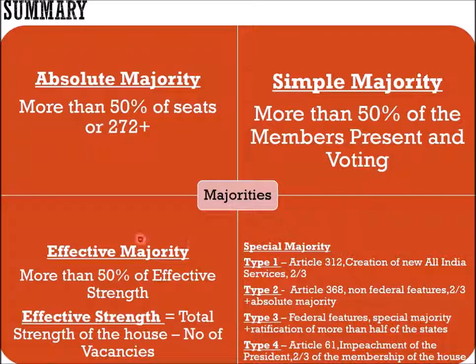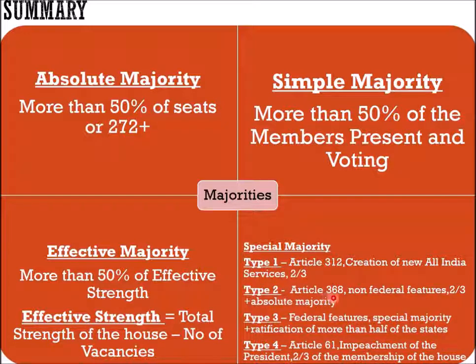Coming to the third one, that is effective majority. It means more than 50% of the effective strength, and effective strength means total strength of the house minus number of vacancies. In certain cases we have learned effective majority is also required. Coming to the last one, that is special majority, where we have four types, and the type 1 deals with Article 312, that is for the creation of a new All India services, where 2/3 proportion of the members present should vote for the bill. Then only this bill would pass.